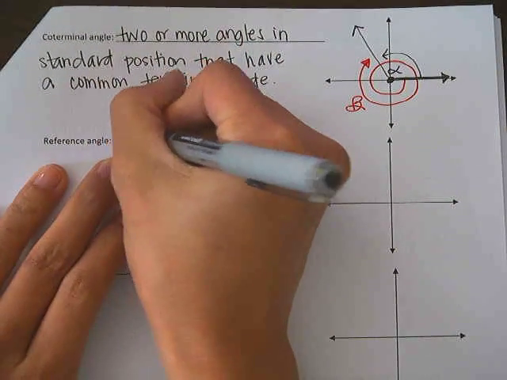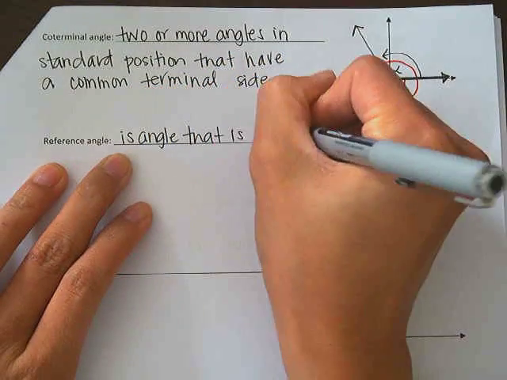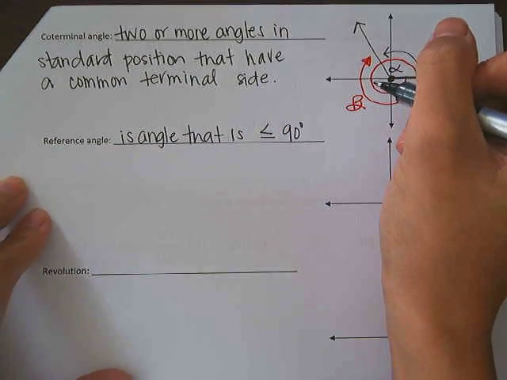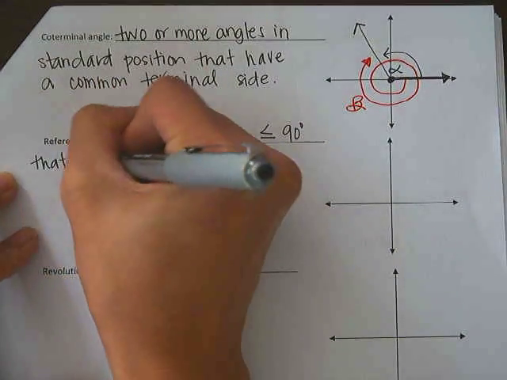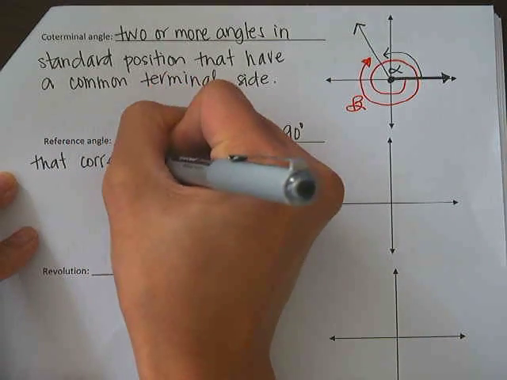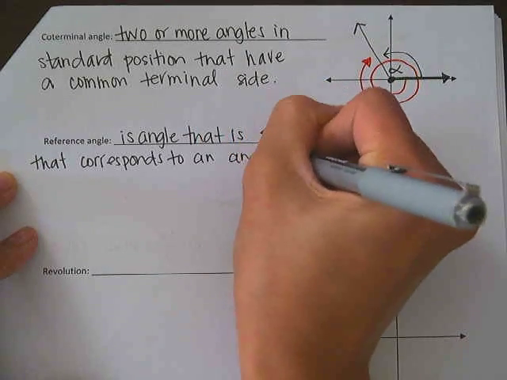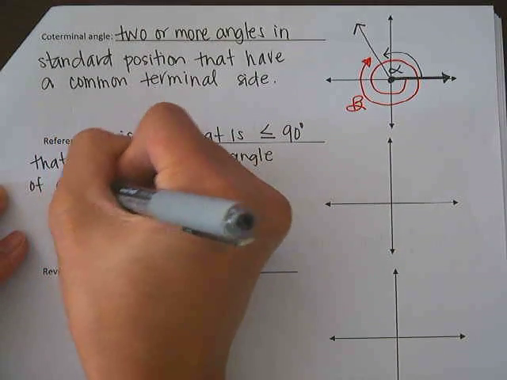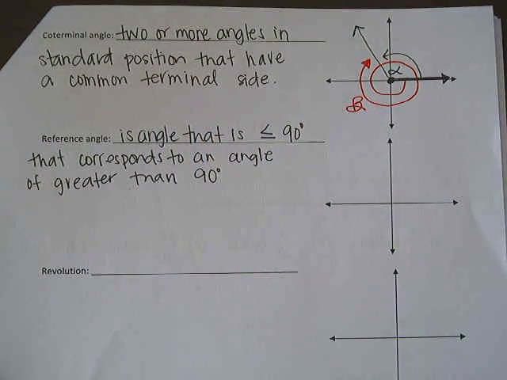A reference angle is an angle that is less than or equal to 90 degrees that corresponds to an angle of greater than 90 degrees. Okay, so what the heck am I talking about?